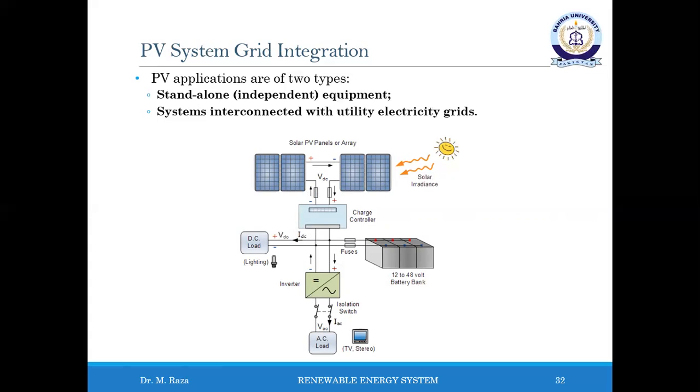Several characteristics should be considered before selecting a controller, such as adjustable set points, including high voltage and low voltage disconnects, temperature compensation, low voltage warning, and reverse current protection. Moreover, the controller should ensure that no current flows from the battery to the array at night.